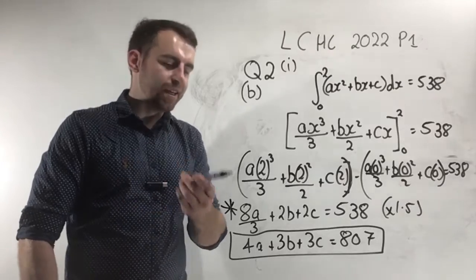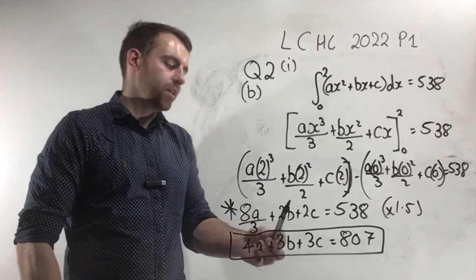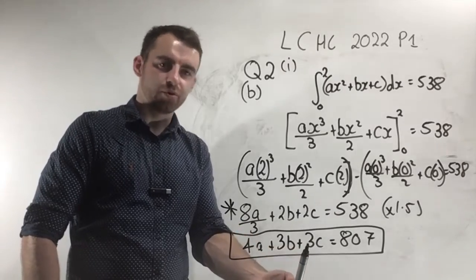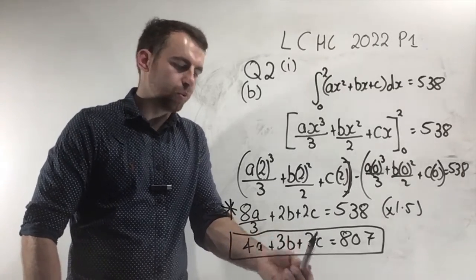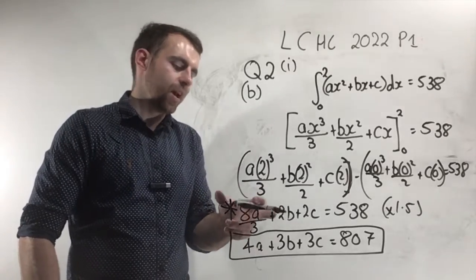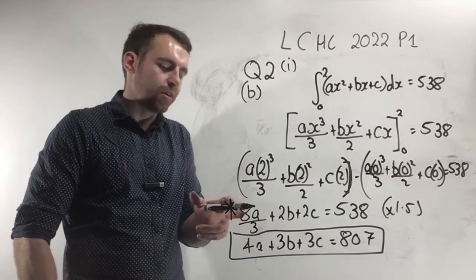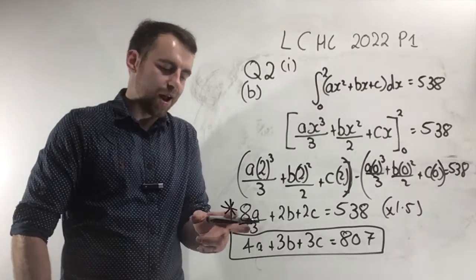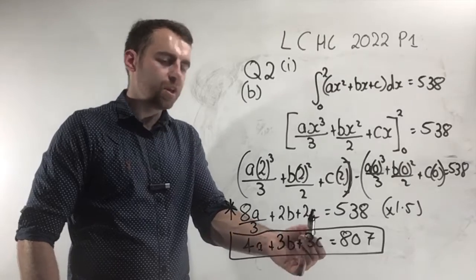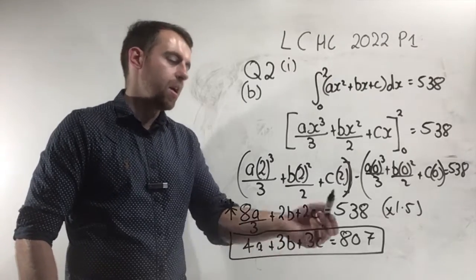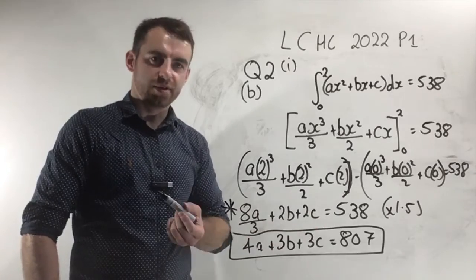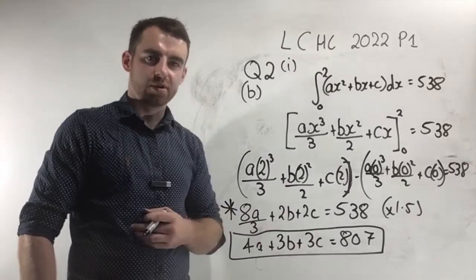So probably the easiest thing to recognize here is, well, here's a 2b and here's a 2c, and both of them have to become 3's. In order to turn a 2 into a 3, I multiply it by 1.5. So I recognize that, and then if you plug it into your calculator, 8 over 3 multiplied by 1.5 is 4. 2b multiplied by 1.5 is 3b, 2c multiplied by 1.5 is 3c, and luckily 538 multiplied by 1.5 is 807. So that gives me the answer I was looking for.